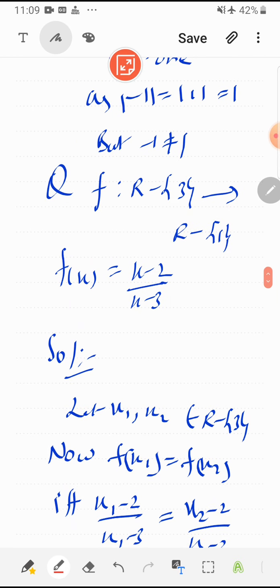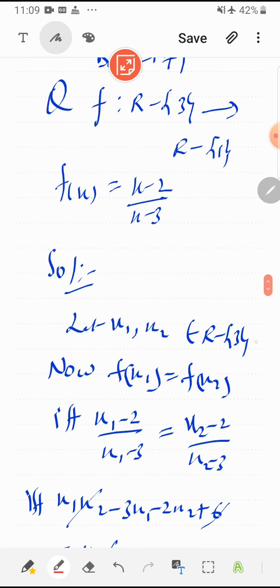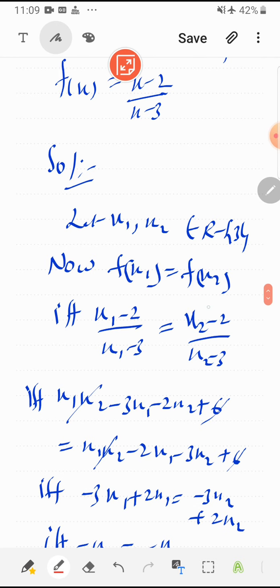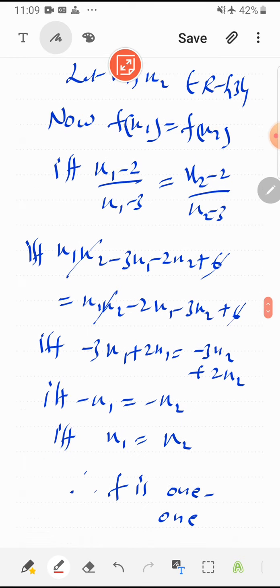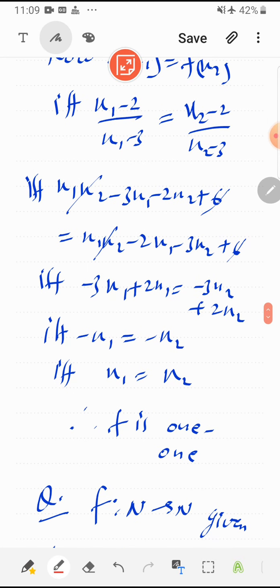Now next is f from R minus singleton 3 to R minus singleton 1, and y is equal to x minus 2 over x minus 3. So let x1, x2 belong to R minus singleton 3. Now f of x1 is equal to f of x2 if and only if we put x is equal to x1 everywhere and x is equal to x2 everywhere. Now simple algebraic steps: cross multiplication, opening the brackets, cancelling the common terms, and shifting the like terms to one side. So we will reach minus x1 is equal to minus x2, or x1 is equal to x2. So f is 1-1.